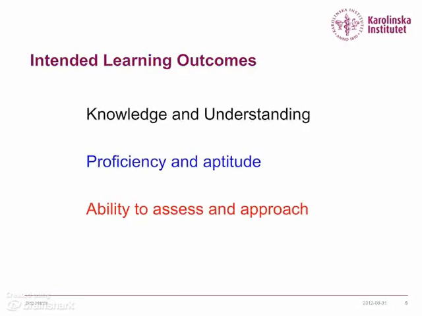Slide 5 is also a repetition just to remind you that there are 3 domains for intended learning outcomes: knowledge and understanding, that's what you should be able to know about the subject area and be able to hypothesize about. Proficiency and aptitude, what are the technical abilities that you have, the analytical methods, the presentation techniques, and lastly the ability to assess and approach, how to put your research into the context of both the scientific field but also ethically and out in the general population, to the public.